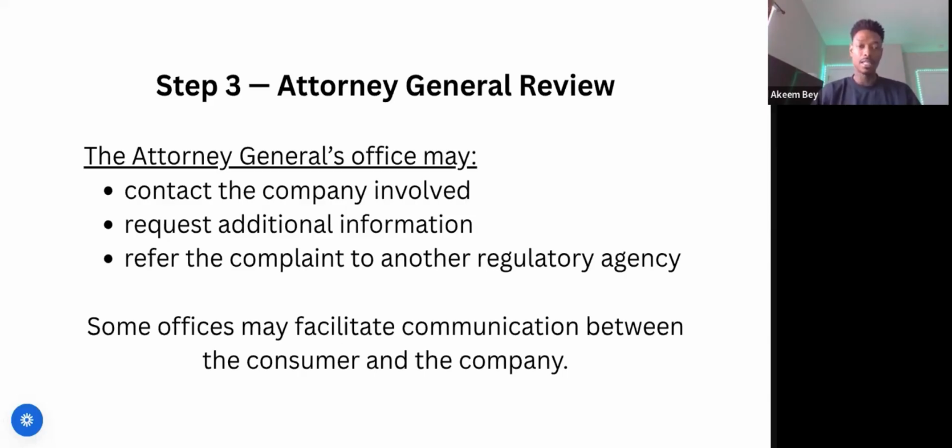Now, the review of the attorney general complaint, right? So what happens is the attorney general's office, they may contact the company that's involved, right? The credit bureau or your lender. They're going to request additional information and refer the complaint to another regulatory agency. And some offices may facilitate communication between you and the company as well, right?